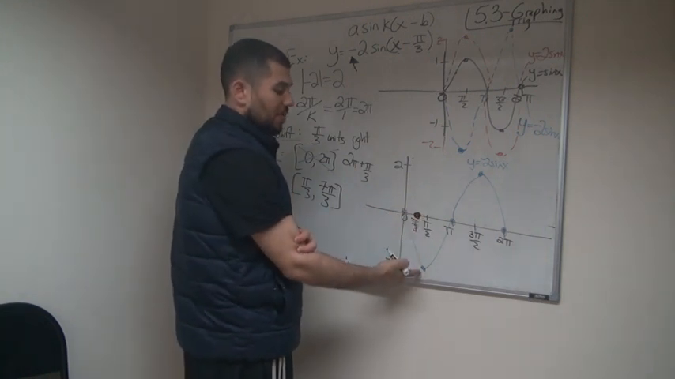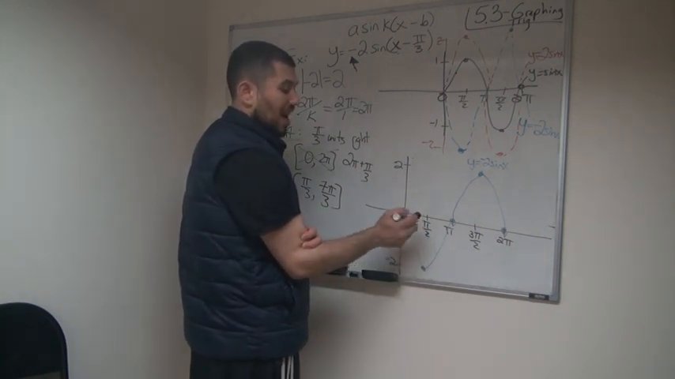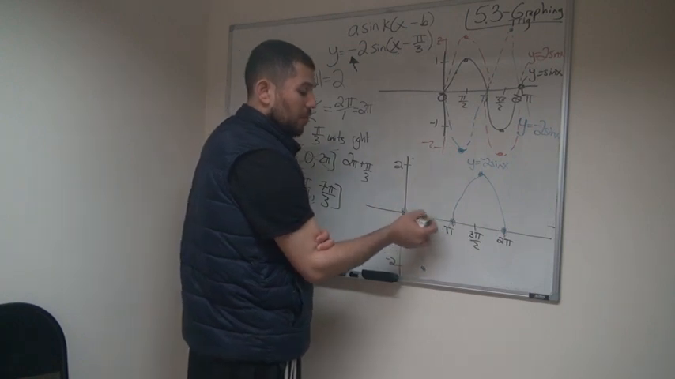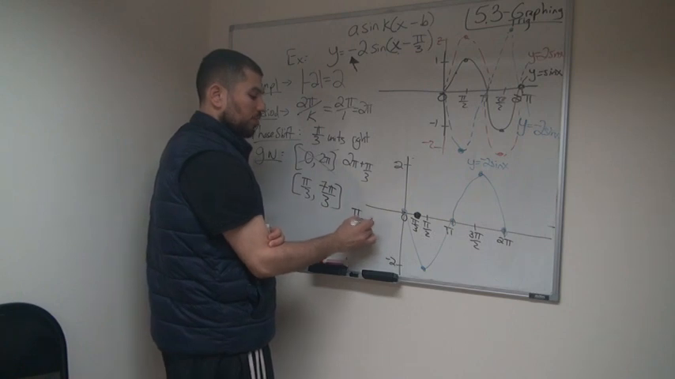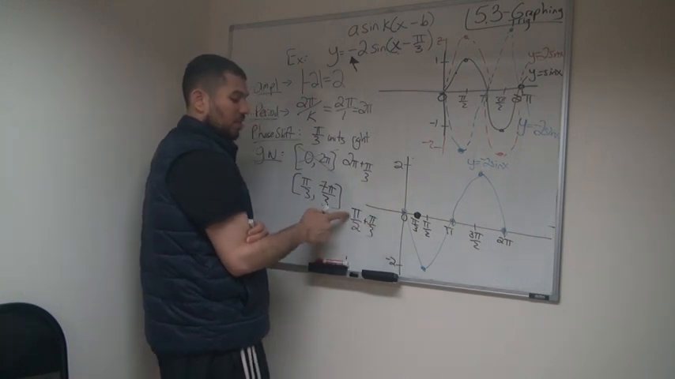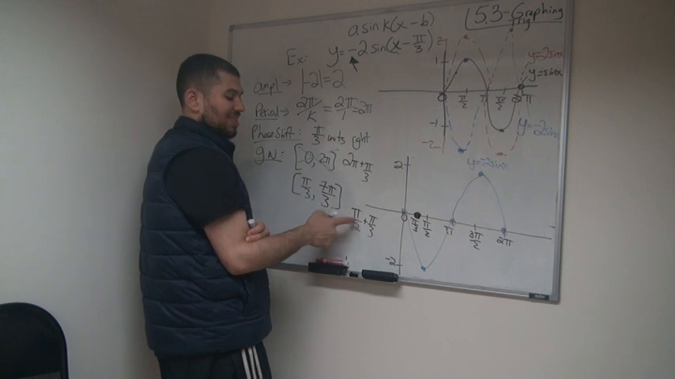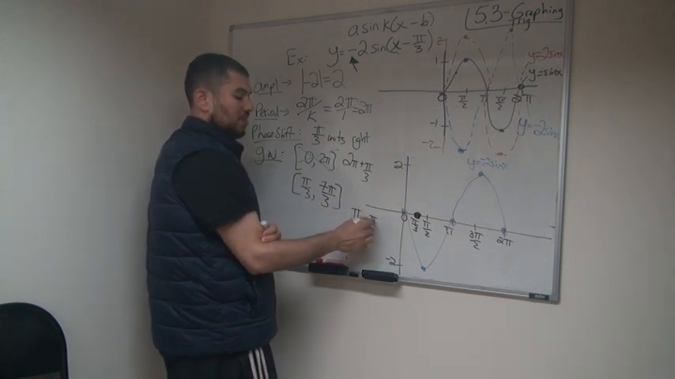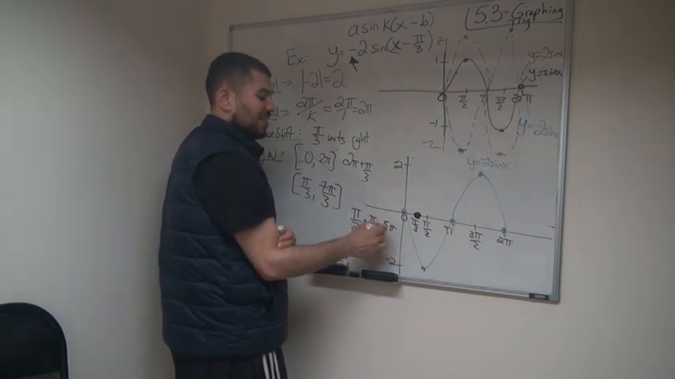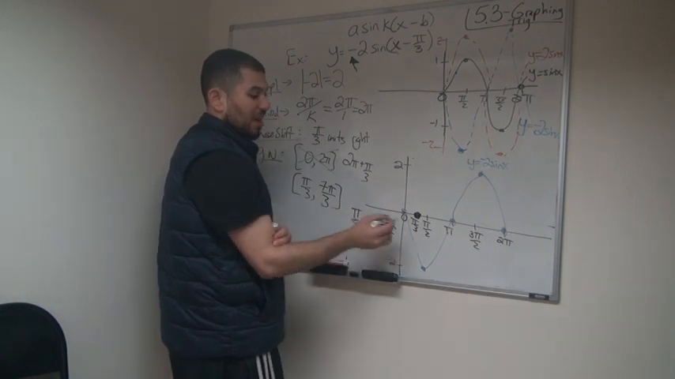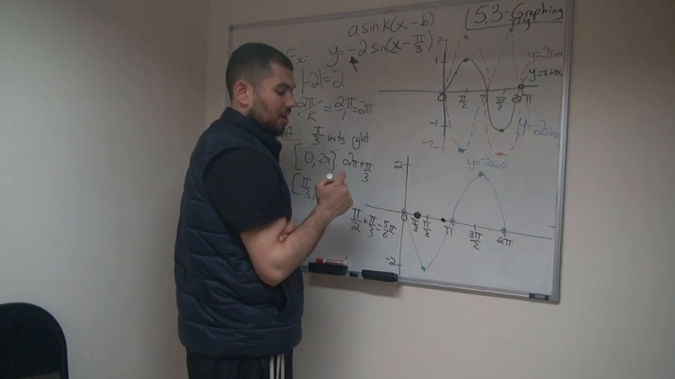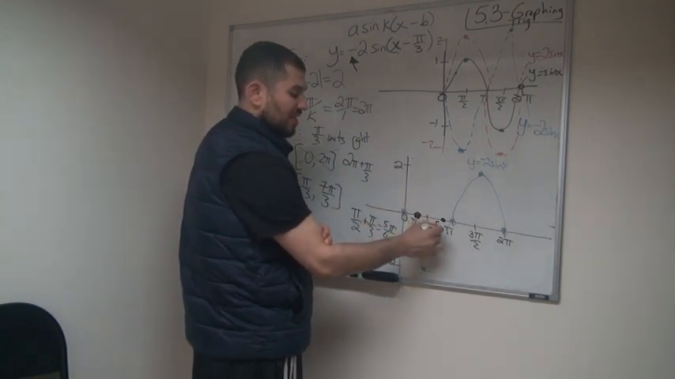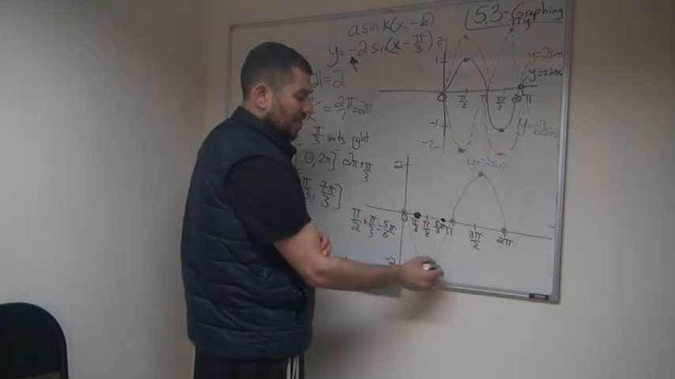Where I had a min at pi over 2, -2, I'm now going to have the min pi over 3 units later. Well, what's pi over 2 plus pi over 3? This is 3 pi over 6. This is 2 pi over 6. Together I get 5/6 of a pi. 5/6 of a pi is just before a full 1 pi. So at 5/6 of a pi, I would have now a -2.